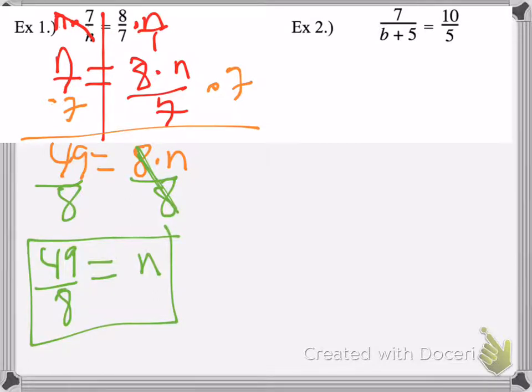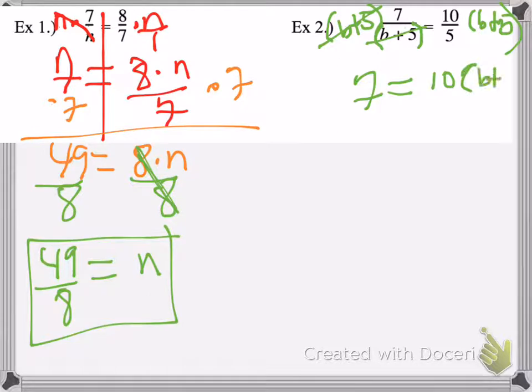So example 2 looks a little trickier because we have this group, right? Remember when we have a long fraction bar, those two things get grouped together? Well, this time we're going to have to multiply both sides by all of this, b plus 5. So this b plus 5 times and division cancel each other out. So we got 7 equals 10 times b plus 5 divided by 5. And then we're going to get rid of this division by 5 by multiplying by 5. Okay, so there's how we're solving this by multiplication.